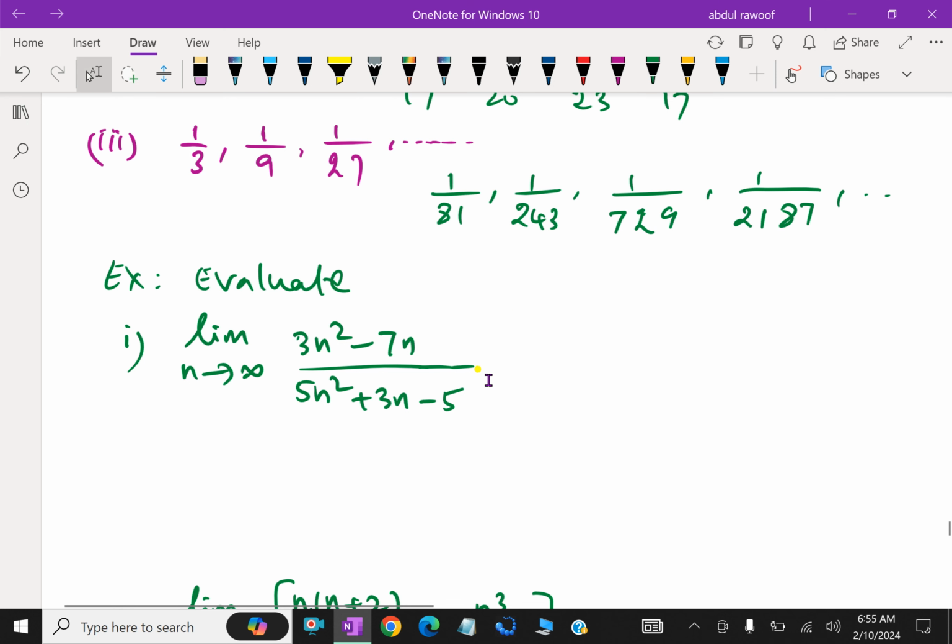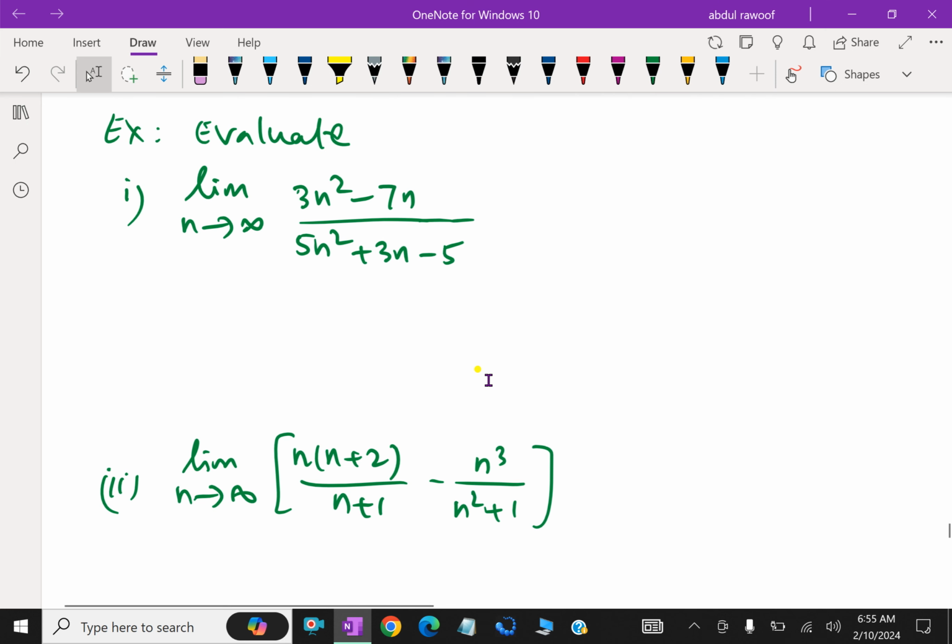Next is evaluate the limit as n tends to infinity of (3n squared minus 7n) over (5n squared) over (3n minus 5).